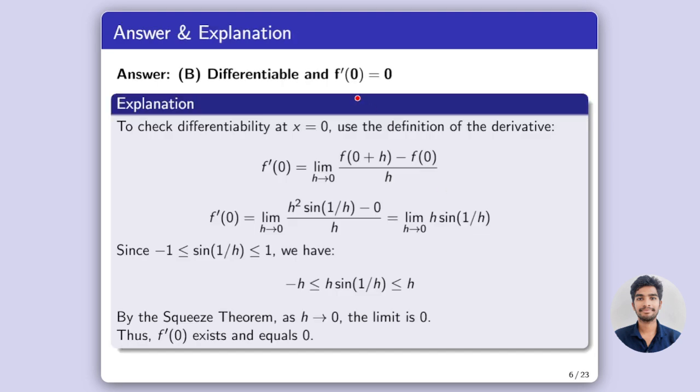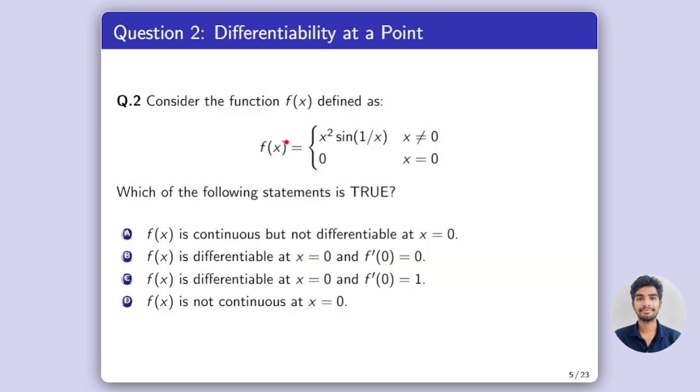Okay, it is wrong. Why? To check differentiability at x equal to 0, first let us understand the question. Consider the function defined as x square into sine of 1 by x for x not equal to 0. Which of the following statements are true? The question asks options A, B, C, D.